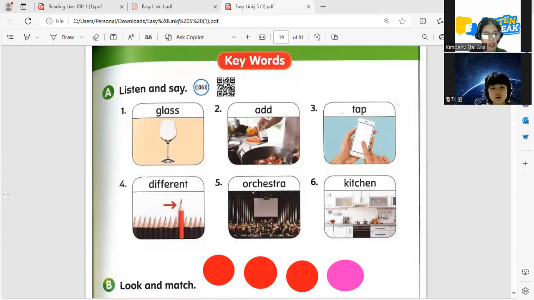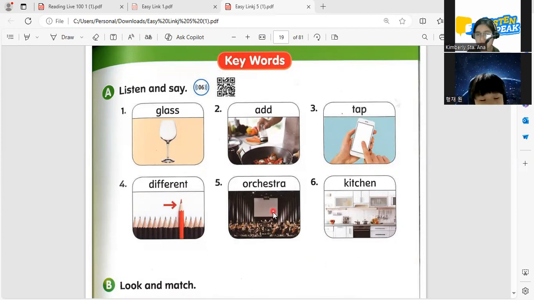What is number five? Orchestra. Orchestra. Again, orchestra. An orchestra is a very big group of people that play instruments to make pretty music. It's very nice to watch an orchestra play or perform. Do you have orchestras in Korea? Do you watch orchestras in Korea? Oh, that's so cool. How about number six?